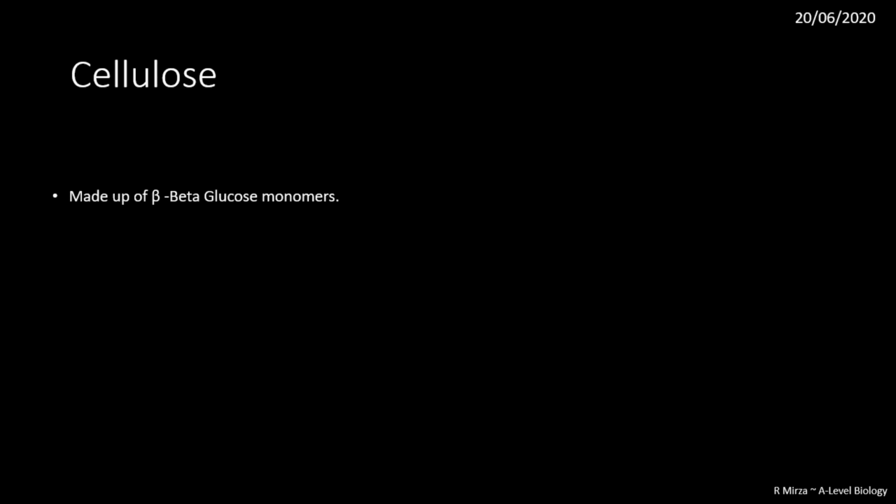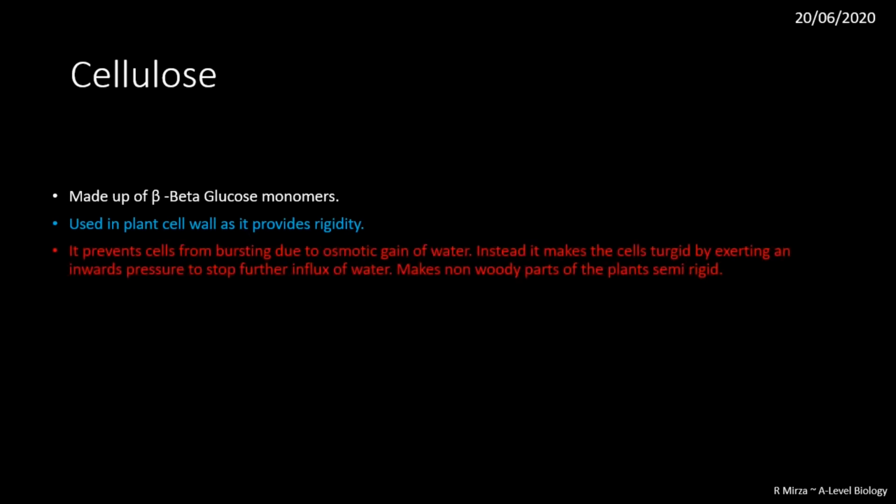This ability of providing rigidity allows it to prevent cells from bursting by exerting an inwards pressure, which stops further influx of water. This makes some parts of plants semi-rigid. This is because cellulose only forms long, straight, unbranched chains which run parallel to each other.